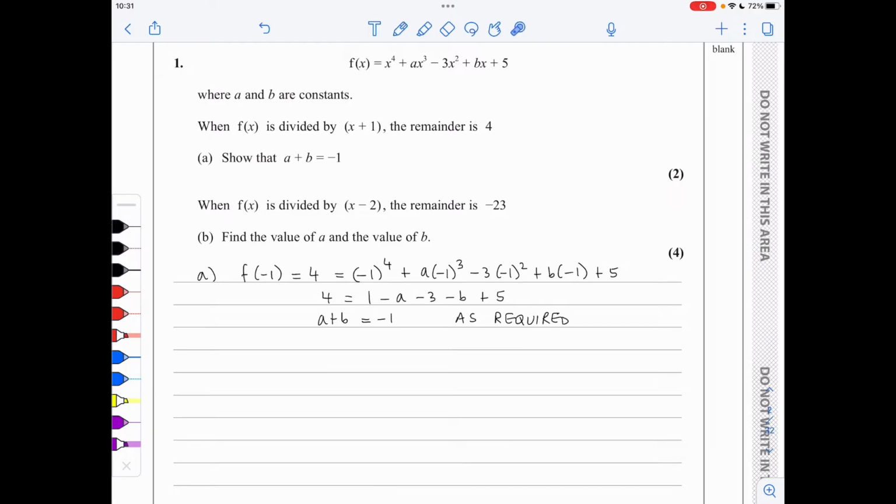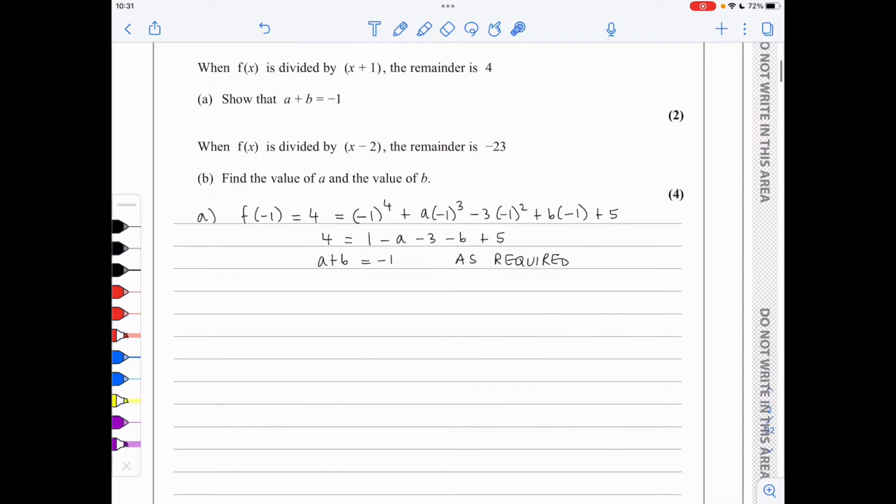We are also told that when f(x) is divided by x minus 2, the remainder is -23, and we need to use this information to find a and b. I will start by saying that f(2) must be -23. The objective is to obtain another equation in a and b and then solve simultaneously. So I'm substituting x with 2 here, and I get this equation here.